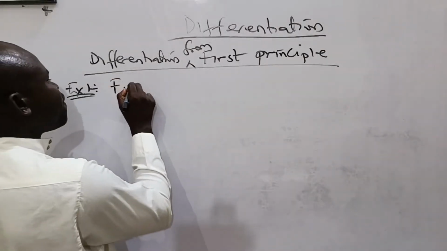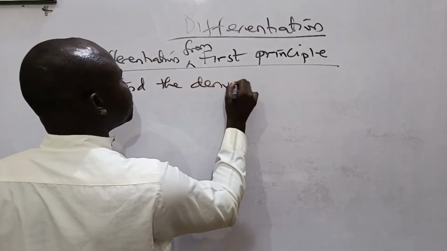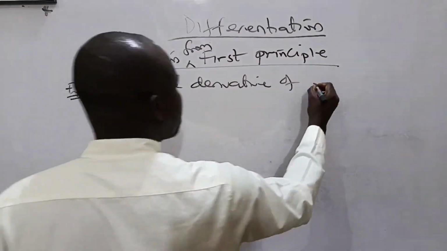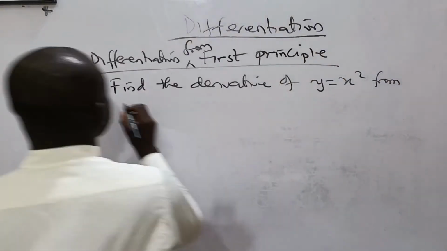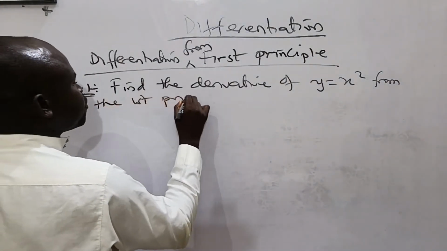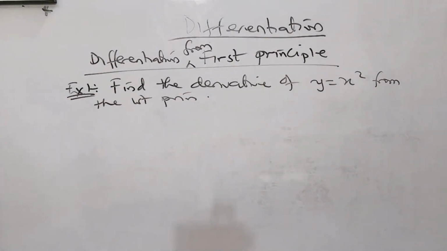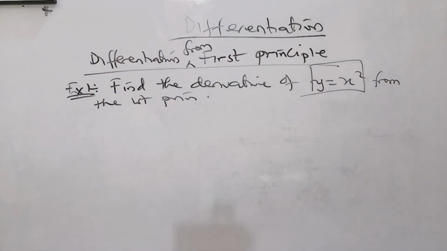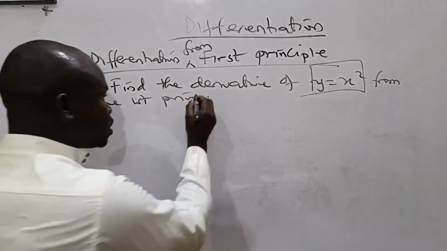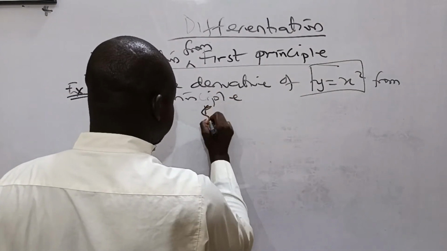The question says: find the derivative of y equals x squared from the first principle. Look at this particular question. Of course, we can just look at this and get the answer directly. But if you want to write a theoretical examination that requires you to analyze every process, then differentiation from the first principle is important. You have to know it.